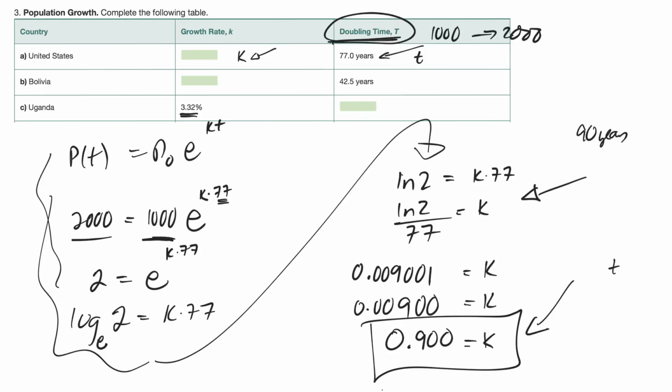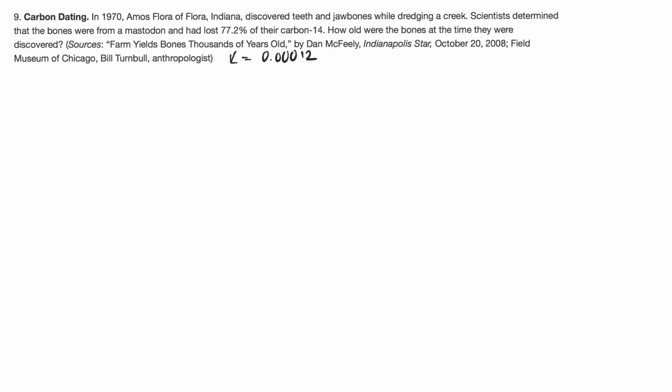Okay, now another question that we had, and this is a similar kind of question. It's a carbon dating question. They said scientists determined bones had lost 77.2% of their carbon. So that means they must have started with 100% and they went down. They lost 77.2, so they would be down to 100 minus 77.2, which is 22.8. So they might have started with, say, 100 grams, and now they're down to 22.8 grams.